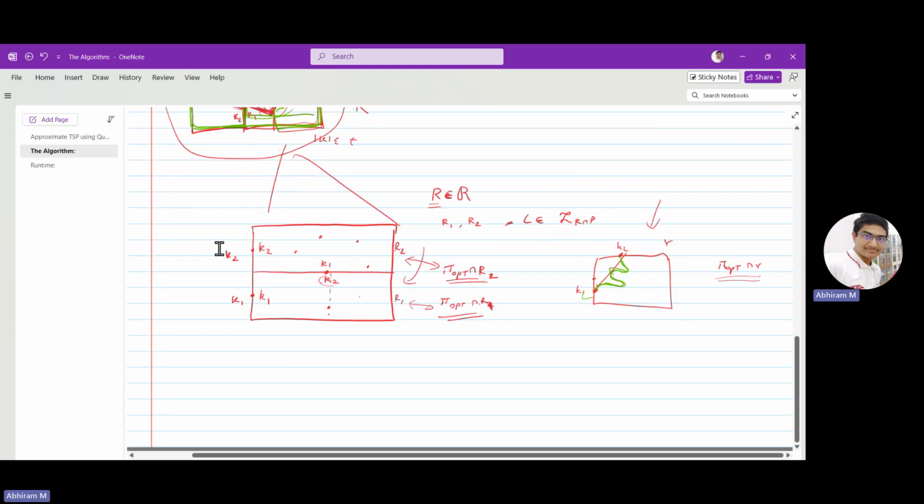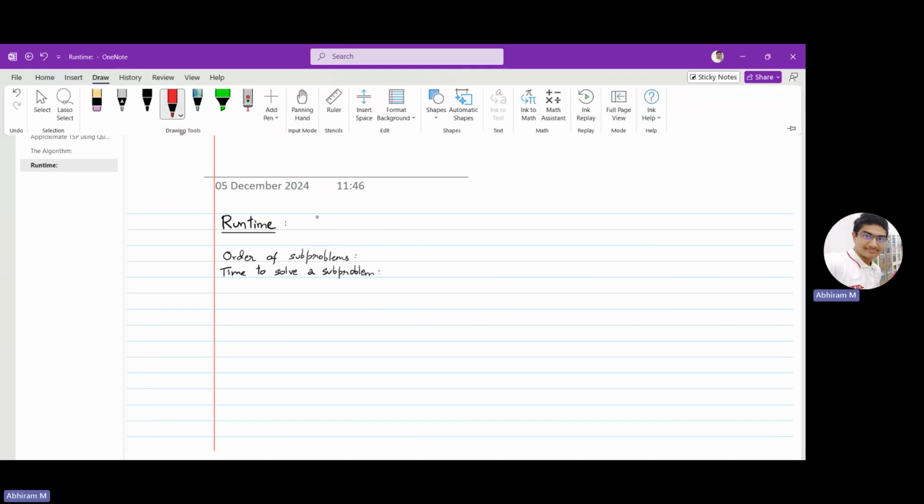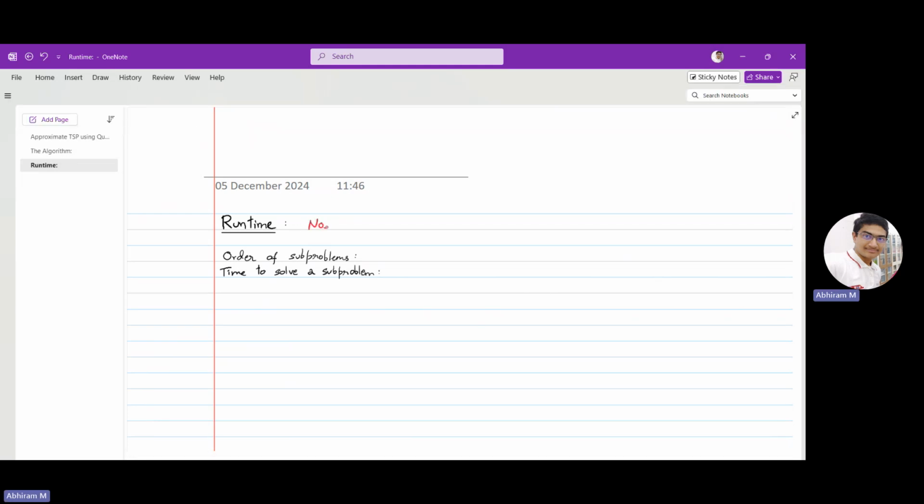Okay, so the next thing we have to find out is the runtime. Now we know it is correct, so how long is it going to take? Since we're doing memoization, it's a dynamic program, so the runtime is basically going to be the number of subproblems multiplied by the time to solve a subproblem.